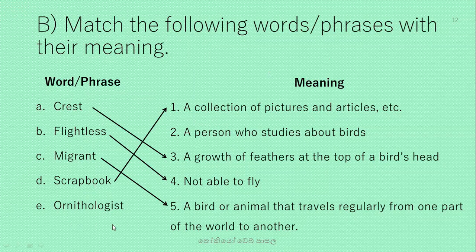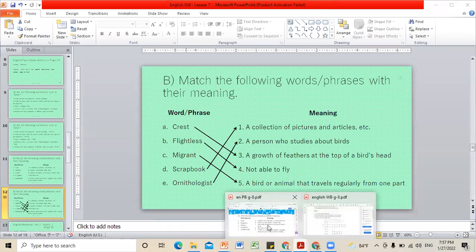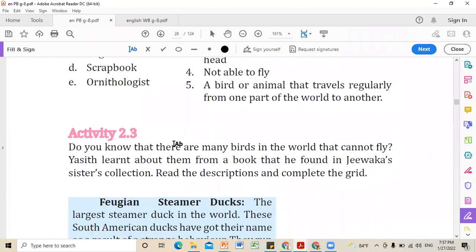Right, good. So the last one, it is easy now. You have only one answer. Yes, you can try. Ornithologist. Yes, ornithologist means? Answer two, a person who studies about birds. Yes, ornithologist means a person who studies about birds, right? Okay. Good. So I think you got all correct in those exercises. So that is good.